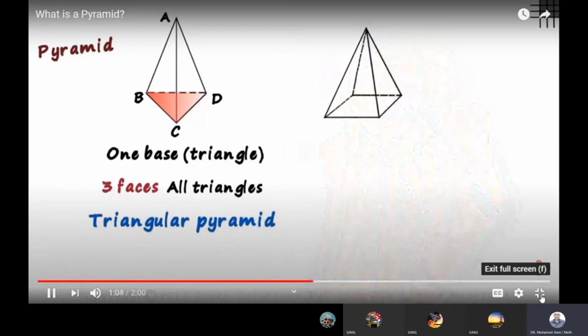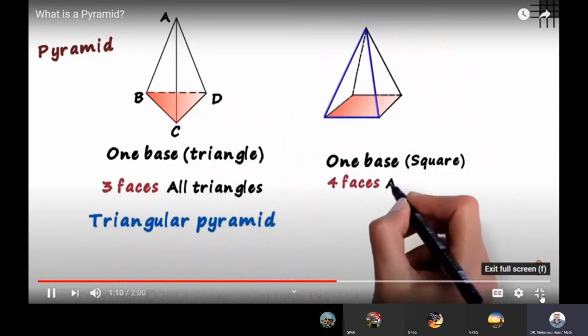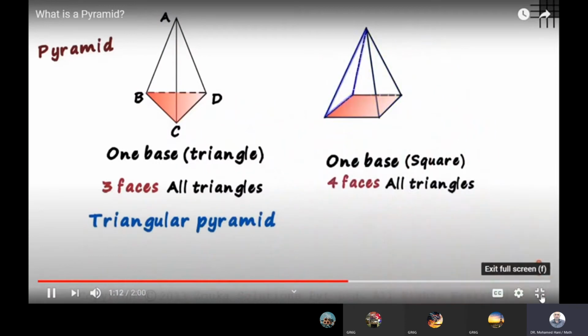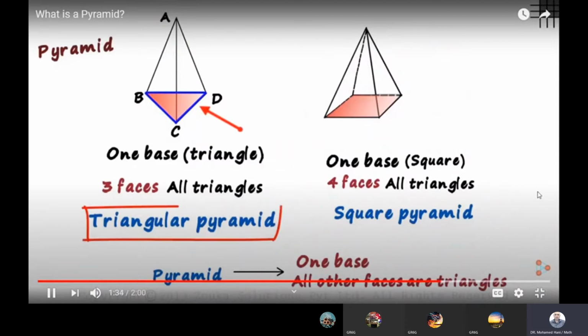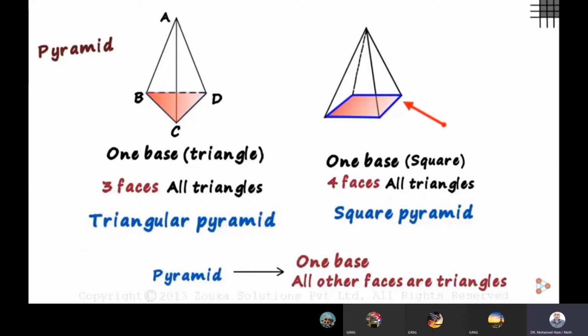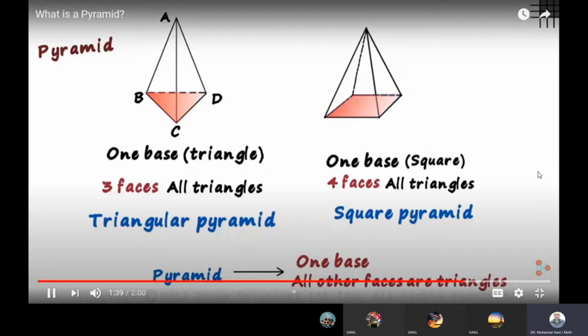Here's another figure. It has one base, which is a square, and this figure has 4 faces, all of which are triangles. It has one triangle placed on each side. This is called a square pyramid since the base is a square. So how do we define a pyramid? A pyramid is a shape which has one base and all other faces are triangles. And the type of pyramid is derived from its base. Triangular base, triangular pyramid. And square base, square pyramid. And remember, all other faces have to be triangles.